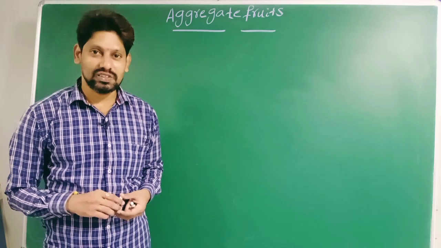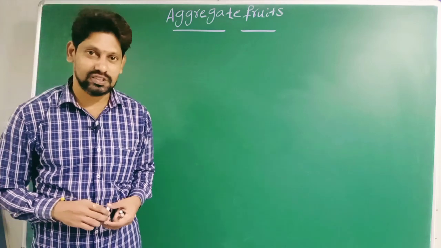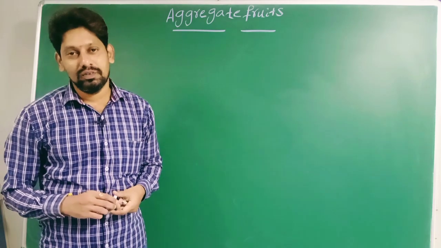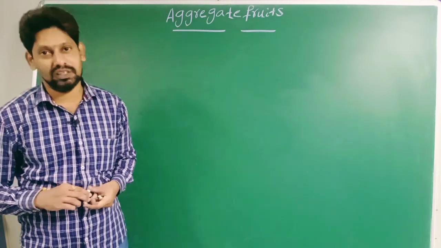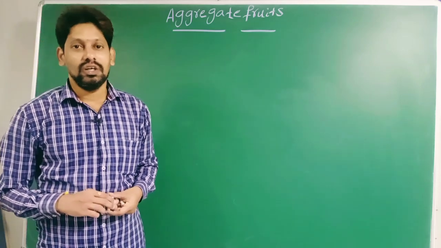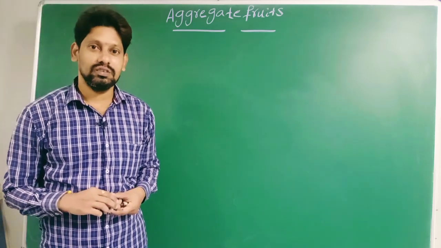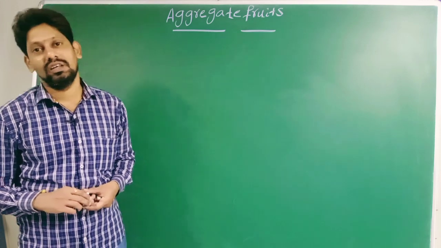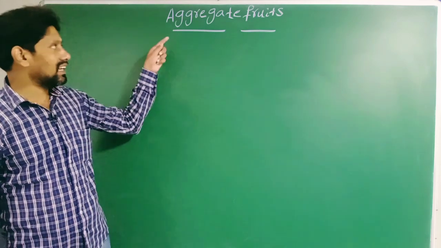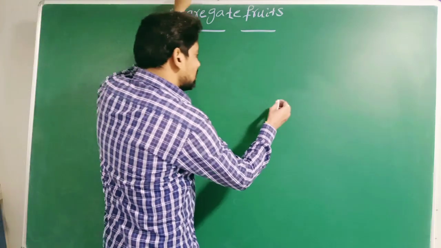In the last session, we discussed schizocarpic fruits, a type of dry fruits. Now let us go for the next one: aggregate fruits. In the previous sessions, I told one statement: true fruits are of three types. Simple fruits, aggregate fruits, and multiple fruits. We completed simple fruits, that is fleshy fruits and dry fruits. Now we are going for the second one, aggregate fruits. Now see this diagram.